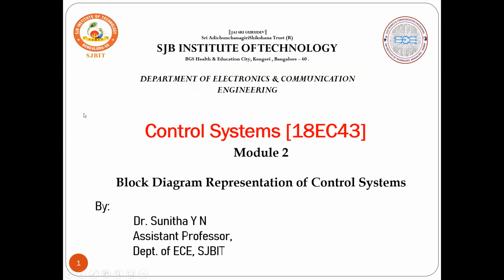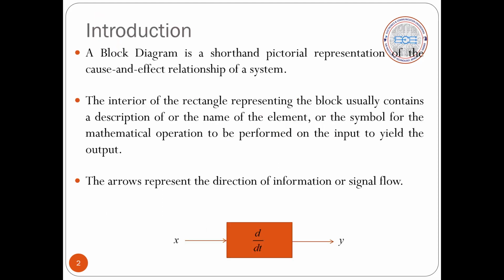Good morning, dear students. Let us start the second module, that is block diagram representation and signal flow graph. In this chapter, mainly we will be understanding how a control system is represented pictorially, and how a control system is represented graphically. The block diagram is a pictorial representation of a control system, which will express a cause-effect relationship of a system. That means a system will take an input and give an output.